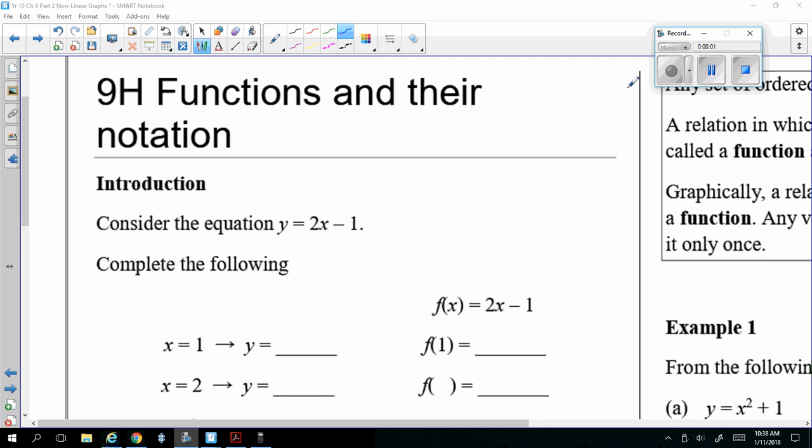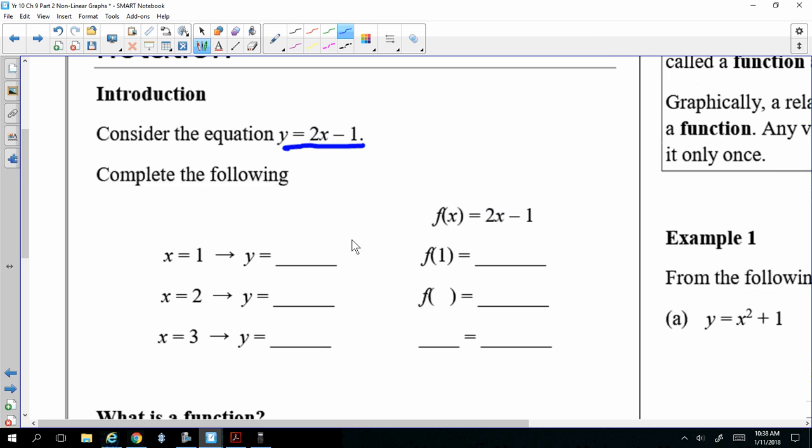Today we're going to learn about functions. So what's a function? We're going to consider something very easy like this equation here. Okay, so we're going to fill out this information. When x is 1, we're going to find out the y value. So we substitute 1 into x. So 2 times 1 minus 1, what would that give you? That will give you 1.